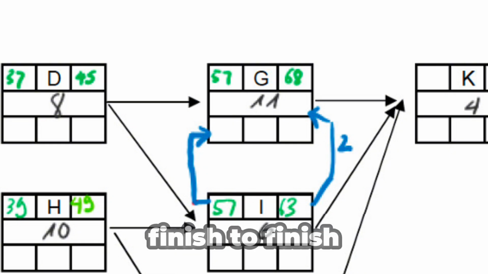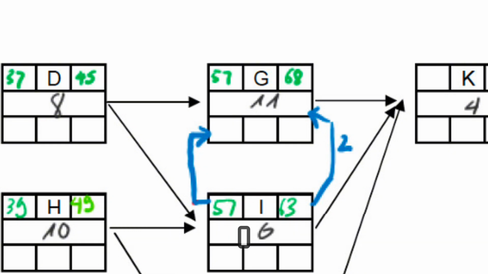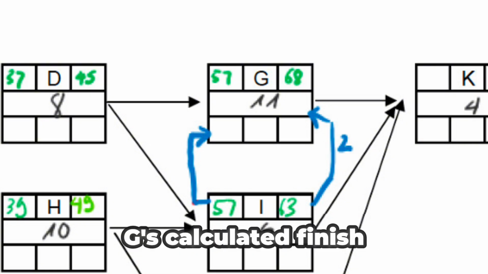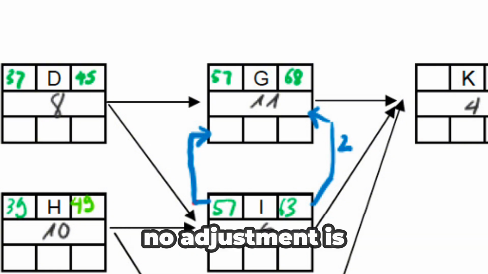We also need to check the finish-to-finish, FF dependency from I, which means G's finish must be at least 2 days after I's finish. I finishes on 63, plus a 2-day lag, bringing us to 65. Since 65 is earlier than G's calculated finish of 68, no adjustment is needed.